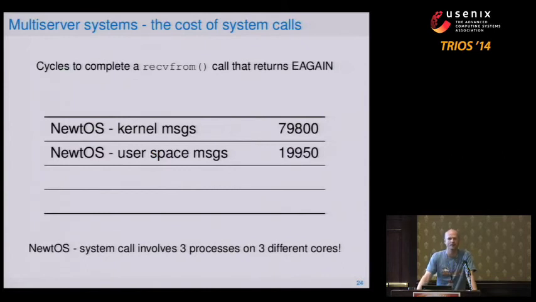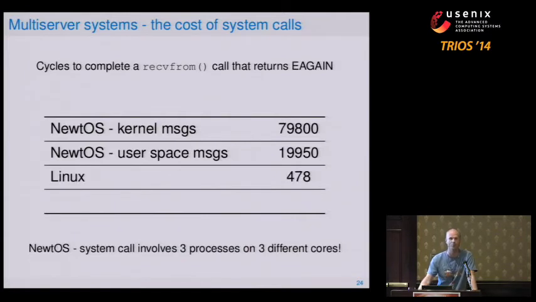So just to give you some impression of how expensive messaging and system calls are in multi-server systems, we made a test which in a loop executes a non-blocking system call that tries to receive data from a socket, but there is no data available, so it fails. In NewtOS, we have to go from the application to the syscall server and to the TCP or UDP server, crossing three processes on 3 different cores. And when you are using purely kernel-based messaging, the round trip can take as much as 80,000 cycles. So when we previously removed the kernel-based messaging from within the operating system, we reduced the cost to 20,000 cycles.